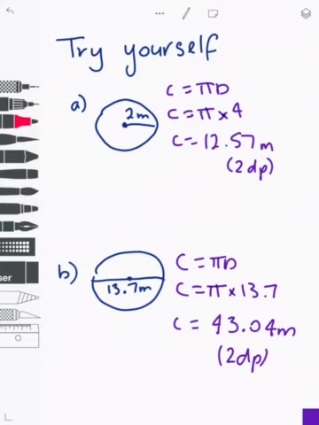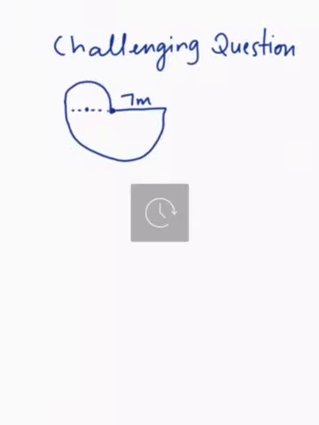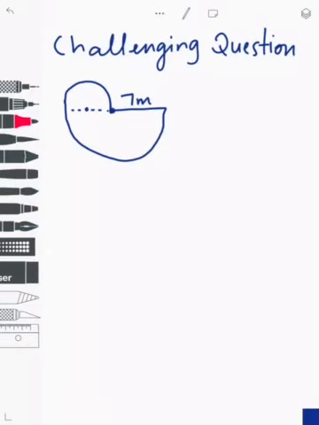Now let's go on to a harder type of question, a more challenging question, where I have 2 arcs or 2 semicircles, 2 half circles that are joined together, and I want to find the perimeter of this. If you would like to pause the video and try it yourself, you're more than welcome to. I'm going to go through and calculate this and show you how we do this.